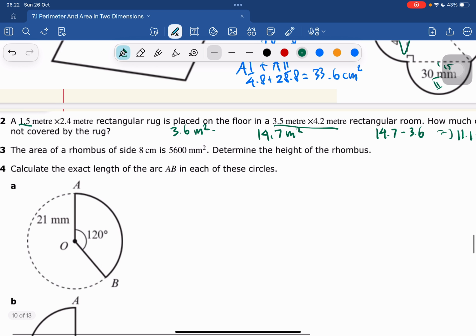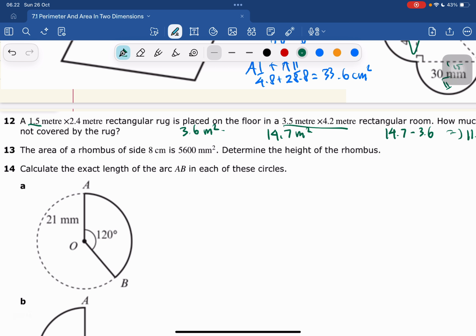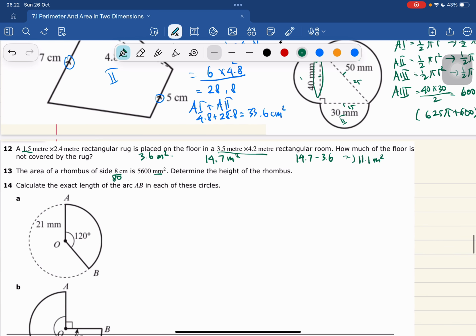The area of the rhombus of the sides is, okay, look at it, this is in millimeter. So to make it into millimeter, we multiply by 10. So this is 80. So the area of rhombus is base times height. If area is 5600, this is 80, and height, so height is 5600 divided by 80. It's gonna be 70 millimeter, or we can make it 7 centimeter.